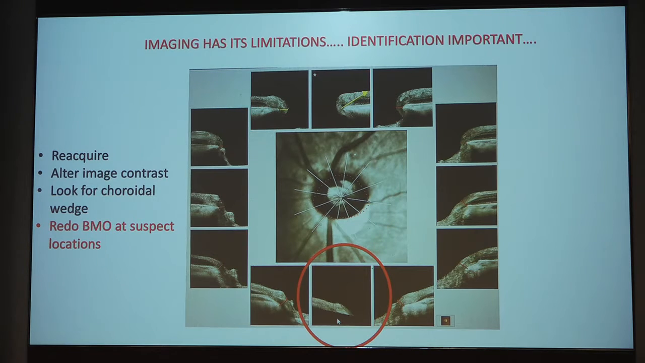So in such cases, try to reacquire, alter the image contrast, look for the choroidal wedge and redo the BMO at suspect locations. Now this all is not possible with most of the machines except the Spectralis, and that is what impressed me the most about this machine. I have no financial interest though. But this gives you the cutting edge in ophthalmic diagnostics as far as glaucoma imaging is concerned.